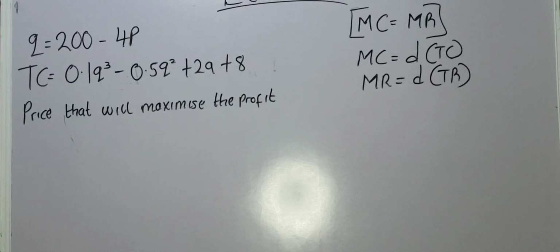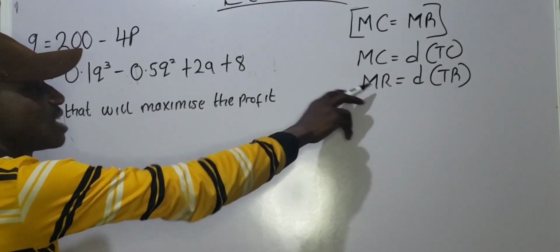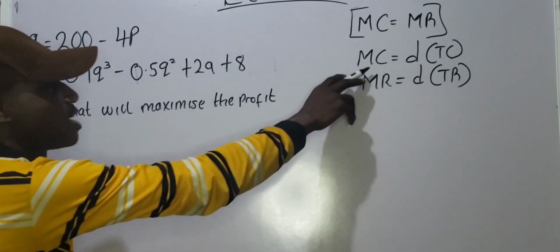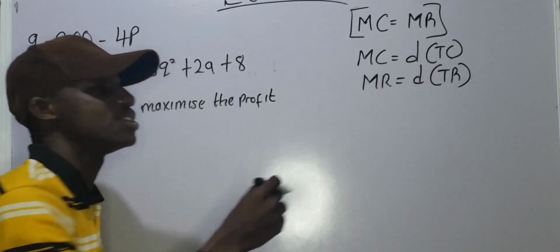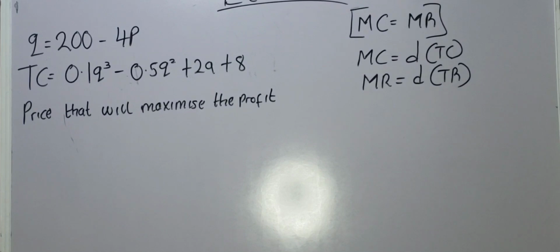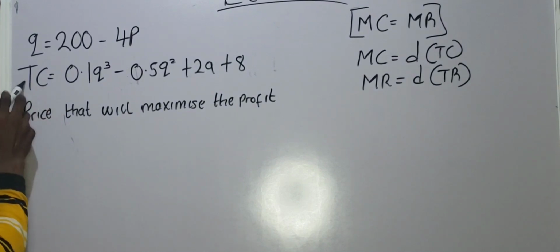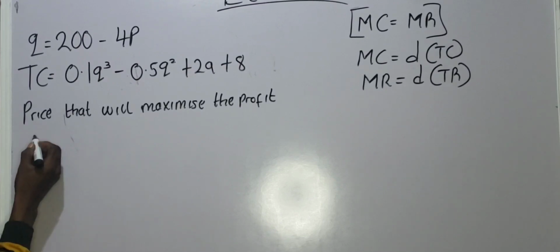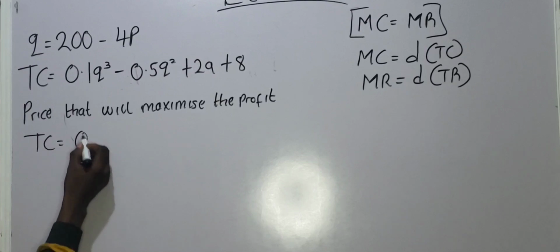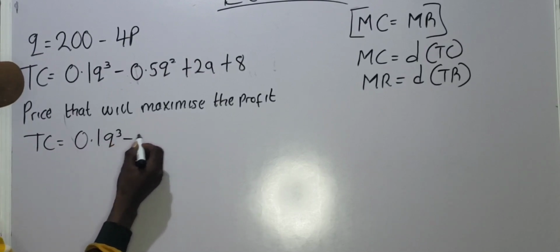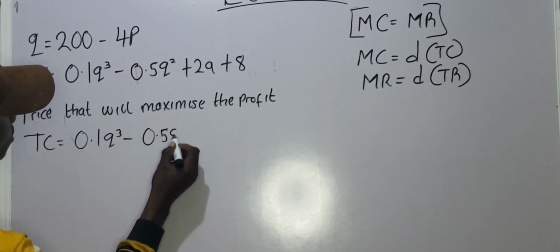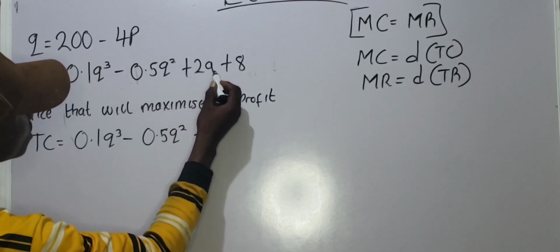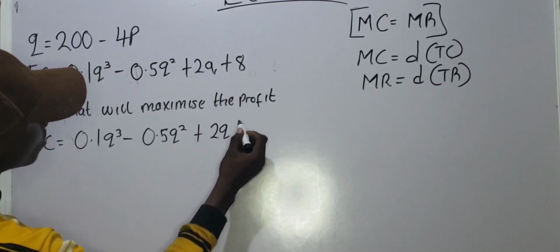Now let us determine the quantity. To determine the quantity, I need the marginal cost function and the marginal revenue function. To get the marginal cost function, I have to differentiate the total cost function, which has been given in the question. So the derivative of the total cost function will give me the marginal cost function. The total cost function is 0.1Q^3 minus 0.5Q^2 plus 2Q plus 8.